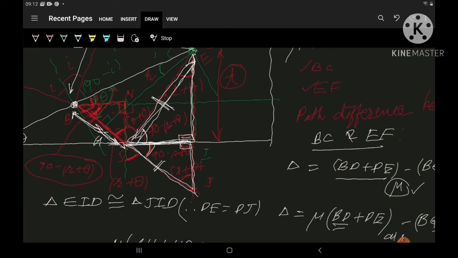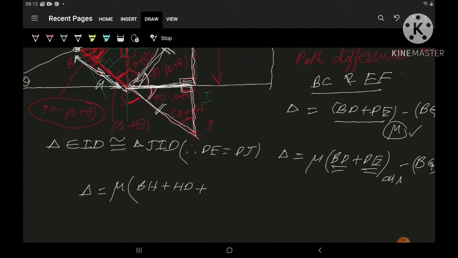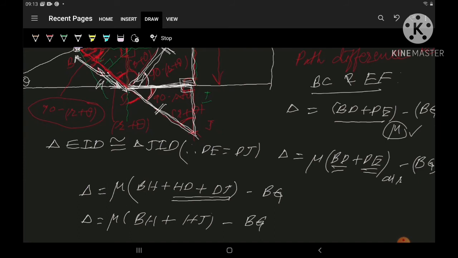So using this concept, our DE may be written as DJ minus BG, and this HD plus DJ may be written as HJ minus BG. Now here delta is equal to mu times this, equation number 1 suppose. Now we have to find the value of BH and HJ and BG also.